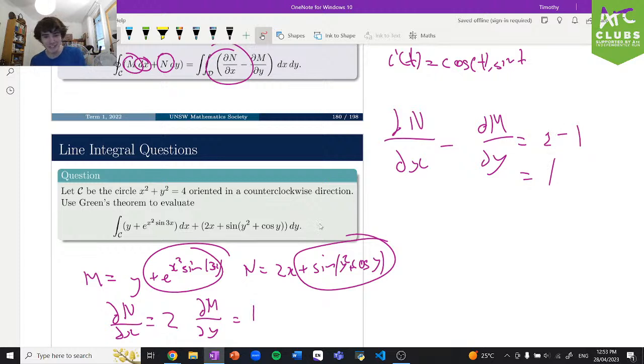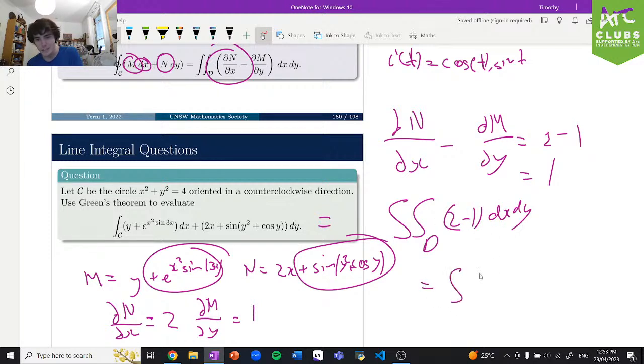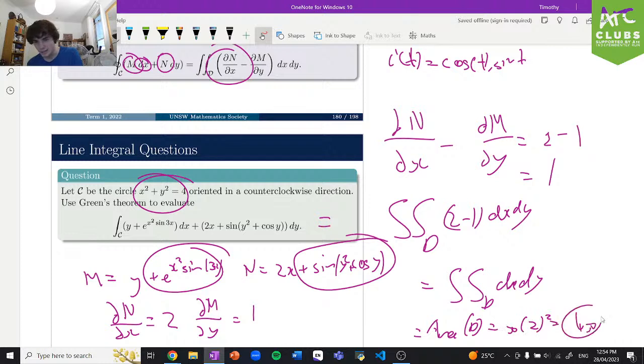So all of a sudden, this is equal to the double integral over D of 2 minus 1 dx dy, which is literally just the integral of dx dy over D, which, remember, is just the area of D. In this case, the area of D is a circle with a radius of 2, so it's going to be pi times 2 squared, which is just 4 pi, which is so much nicer.